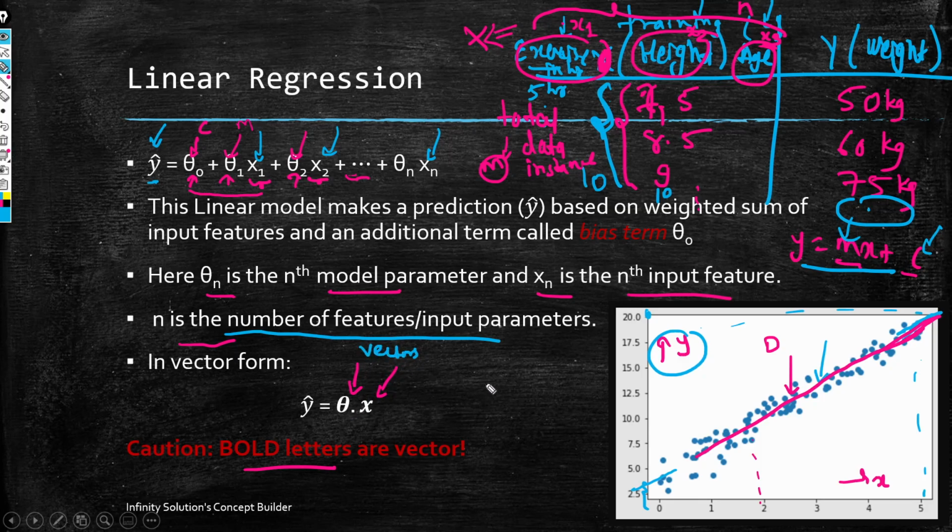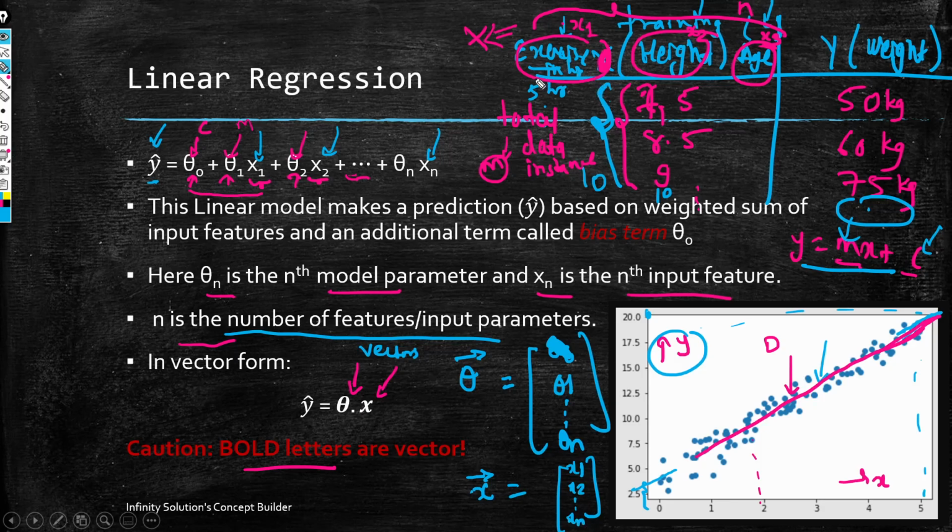So what is theta now? Theta vector is nothing but it consists of everything like theta naught, theta 1, and so on up till theta n, correct? And the x vector won't consist of theta naught, sorry. It will consist of x1, x2 up till xn.